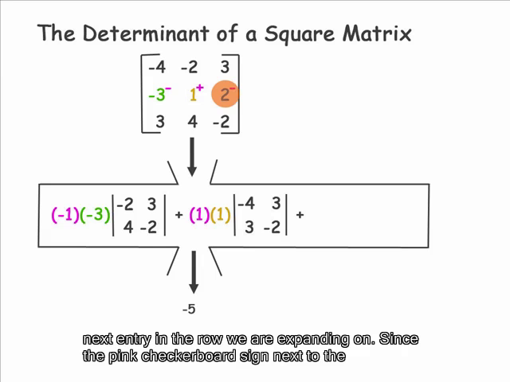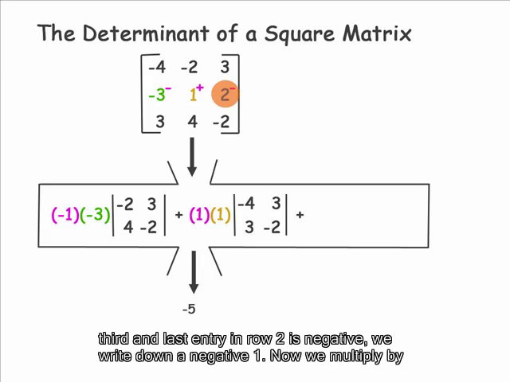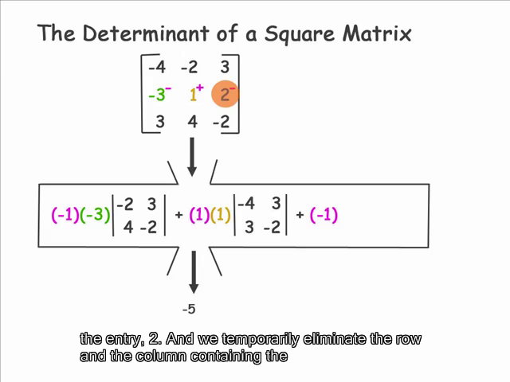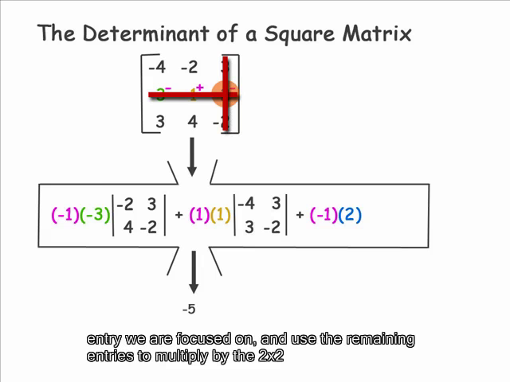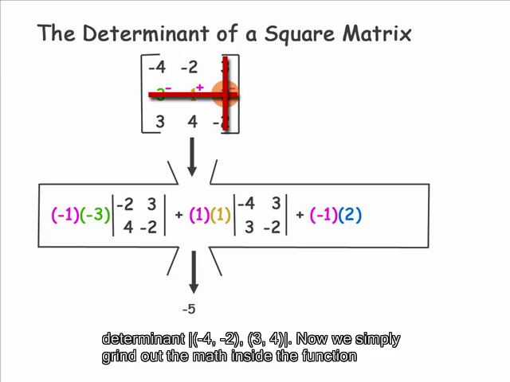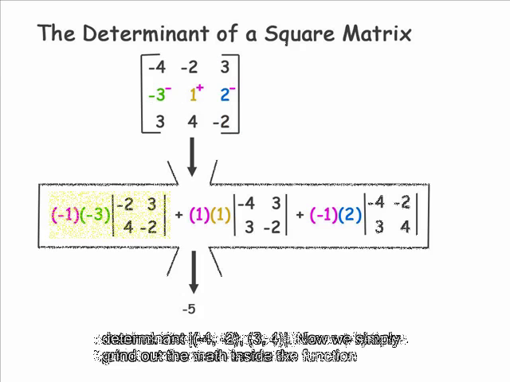Since the pink checkerboard sign next to the third and last entry in row 2 is negative, we write down a -1. Now we multiply by the entry 2, and we temporarily eliminate the row and the column containing the entry we are focused on, and use the remaining entries to multiply by the 2 by 2 determinant, -4, -2, 3, 4. Now we simply grind out the math inside the function machine.